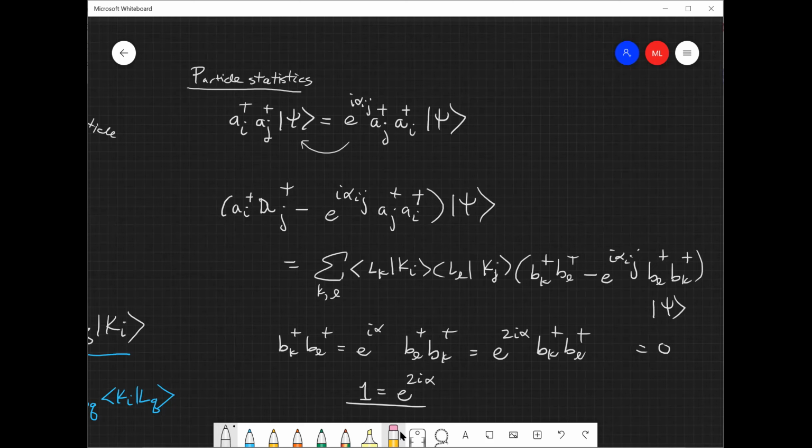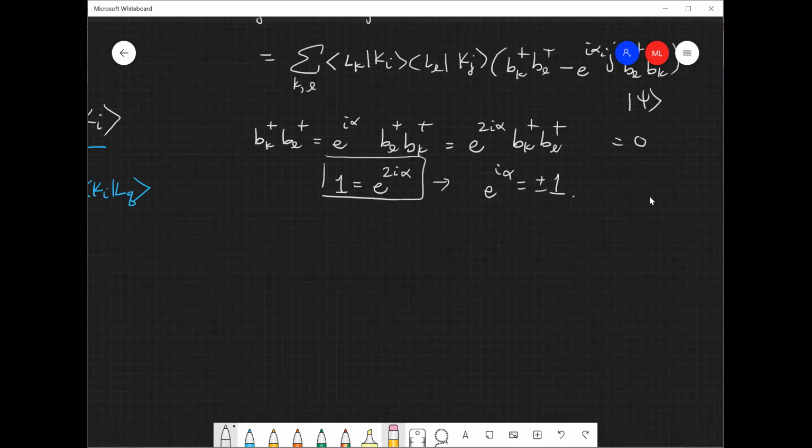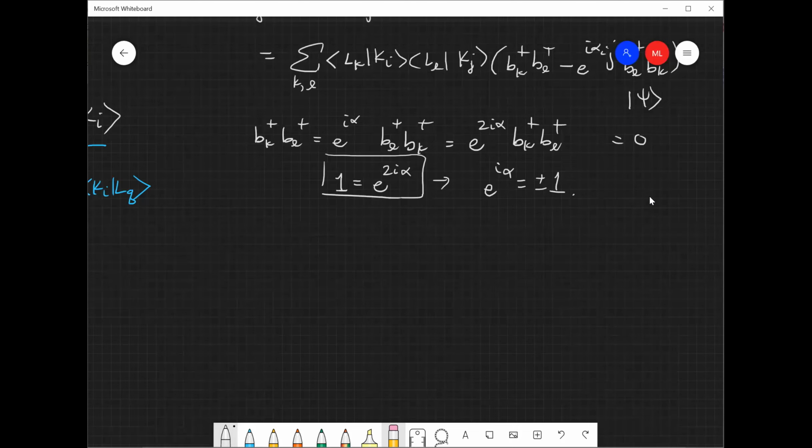creation annihilation operators. So if this is true, then the only possibility here is that e^{i alpha} is plus or minus 1. And those are, again, the fermions and bosons, except now it's in this other formalism. So what does it mean? It means that we have two different kinds of cases, right? The first case is where e^{i alpha} is plus 1.